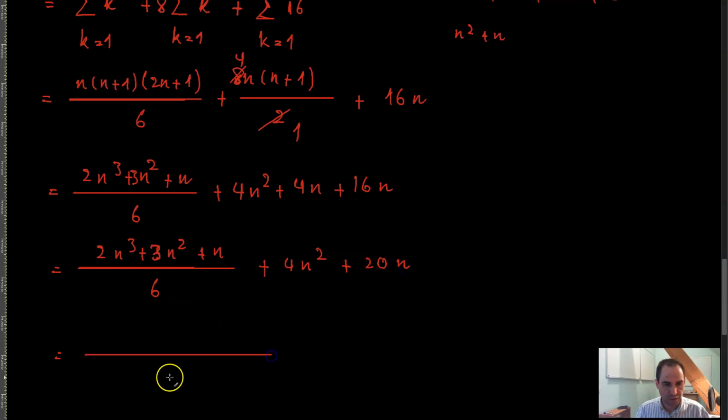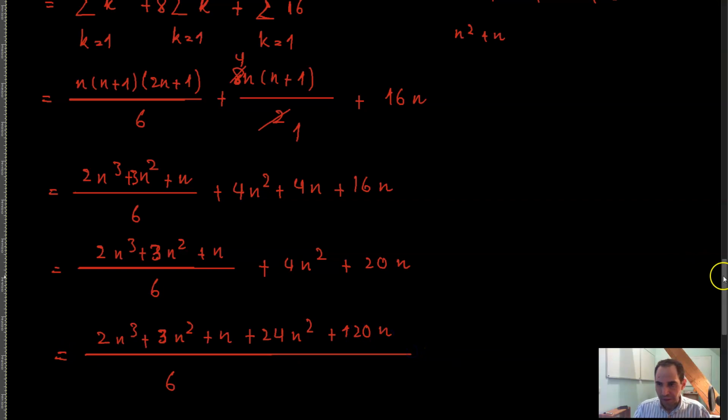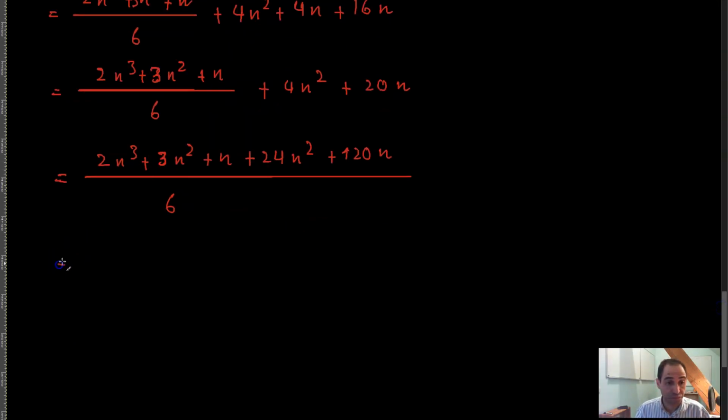And then basically take the LCM as 6: 2n^3 + 3n^2 + n plus 24n^2 + 120n, and 2n^3, 3 plus 24 is equal to 27n^2 plus 121n, divided by 6.